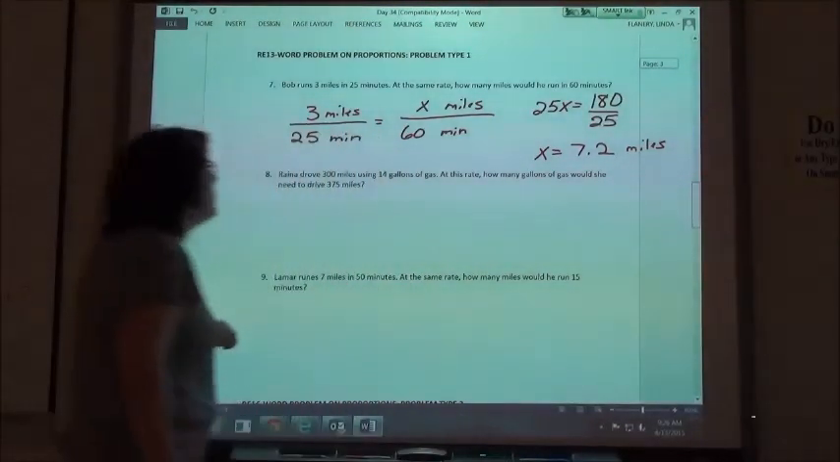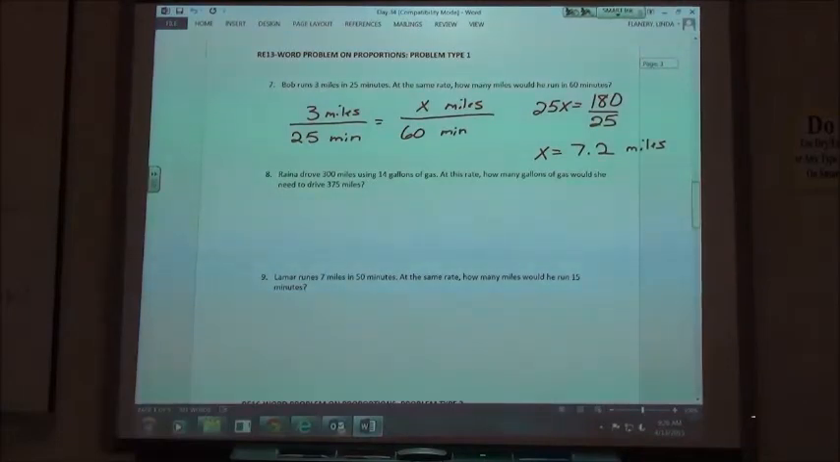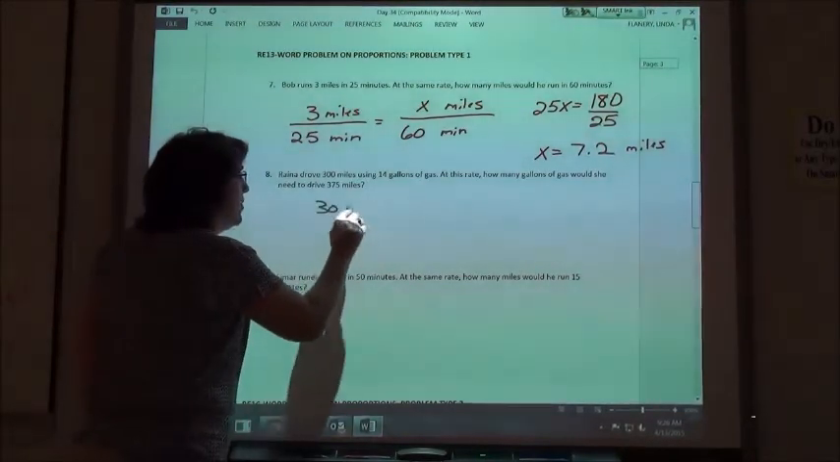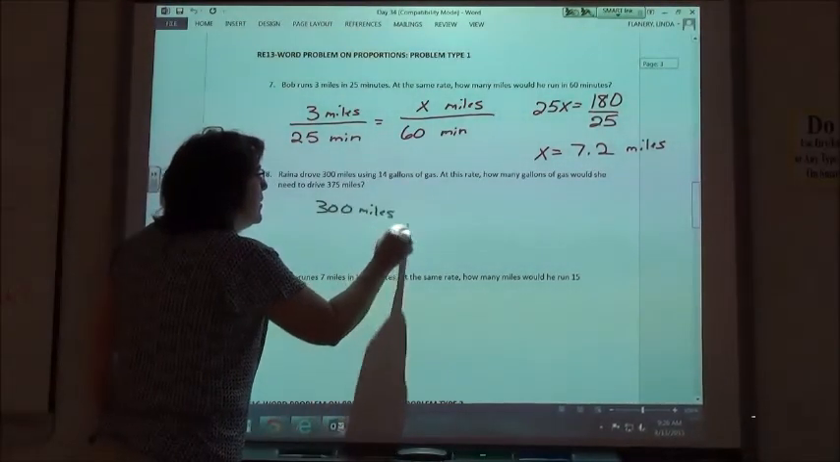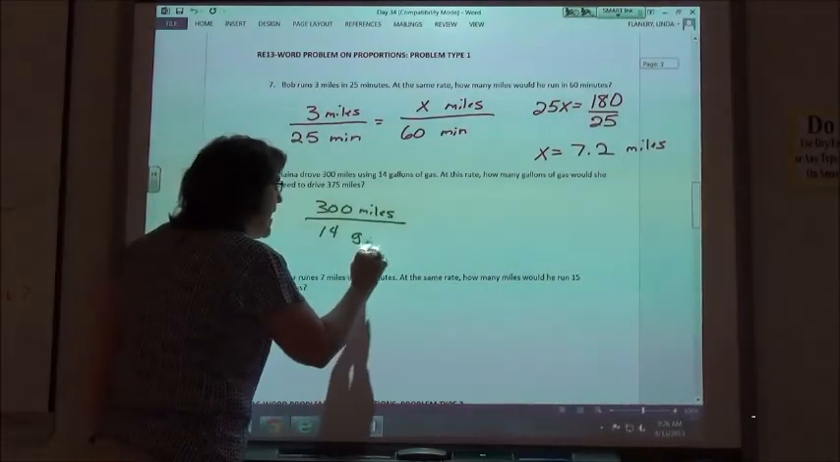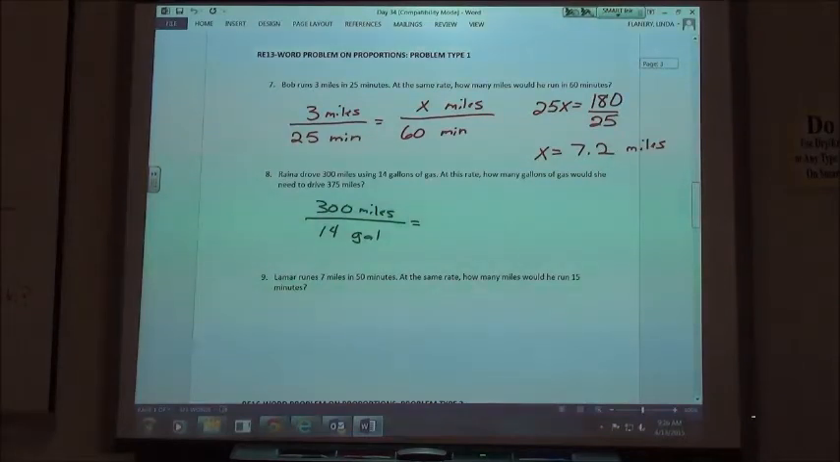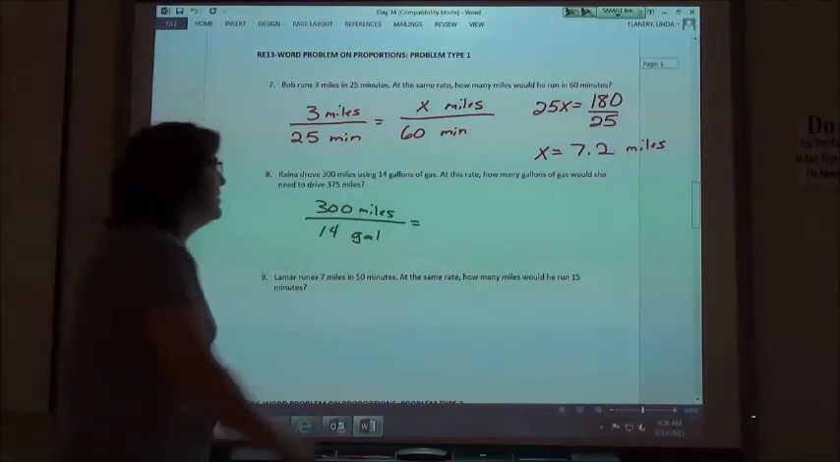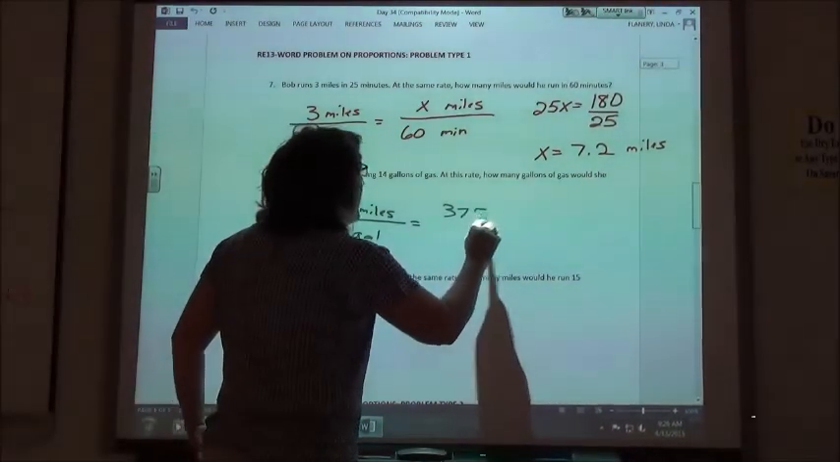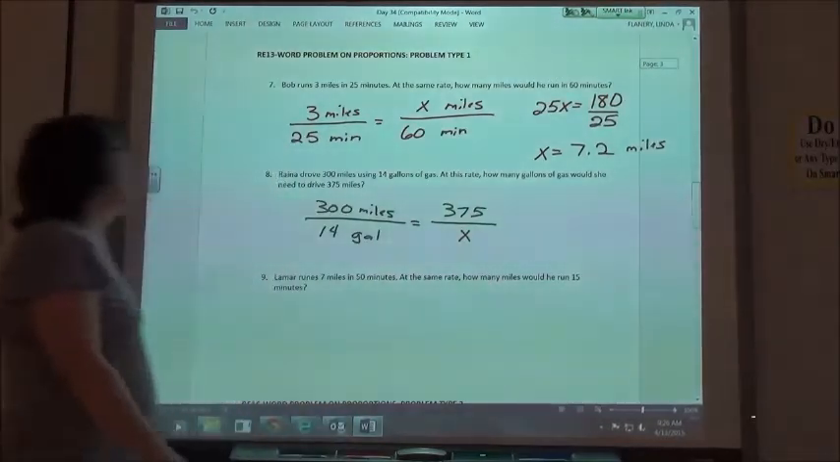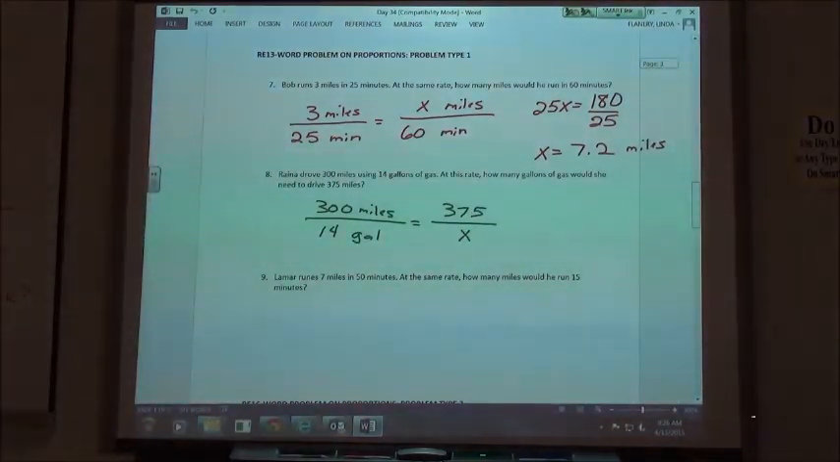So Raina drove 300 miles using 14 gallons of gas. 300 miles using 14 gallons of gas. At this rate, how many gallons of gas would she need to drive 375 miles? How should I write my other rate? 375 over X, right? 375 miles and how many gallons?